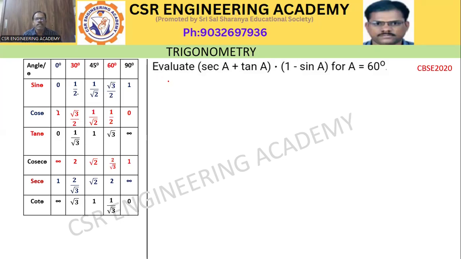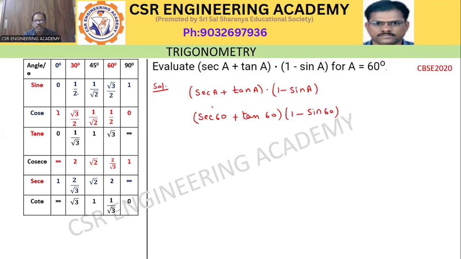Evaluate (sec A plus tan A) into (1 minus sin A) for A equal to 60 degrees. Sec A plus tan A into 1 minus sin A. Sec 60 degrees, that is, A is equal to 60 given, plus tan 60 into 1 minus sin 60. Sec 60 is equal to 2, plus tan 60, that is root 3, into 1 minus sin 60.